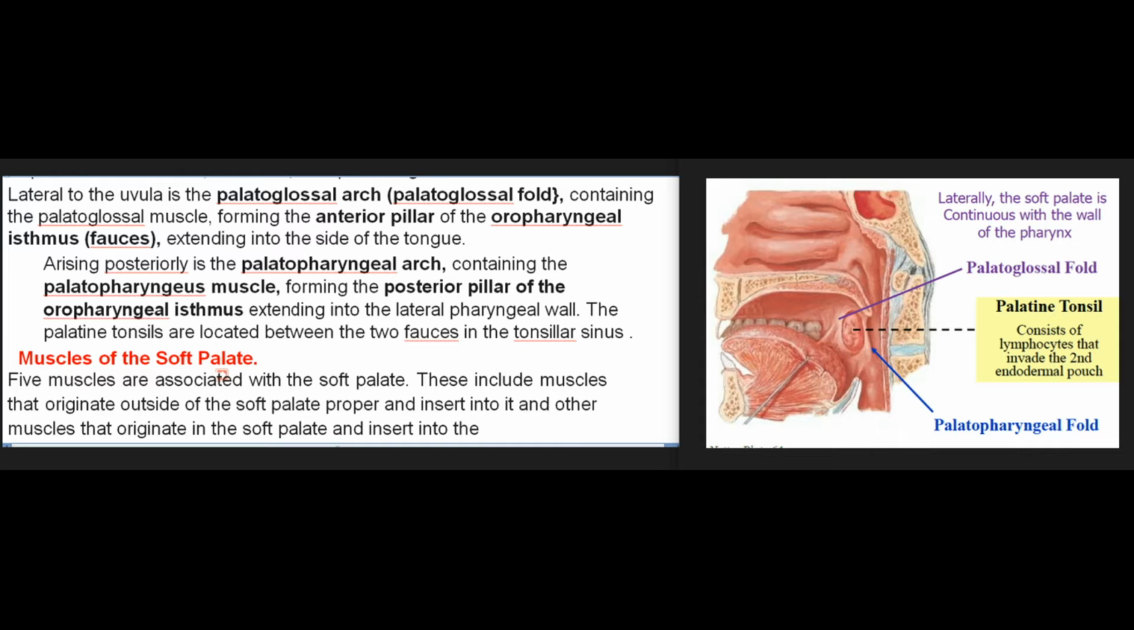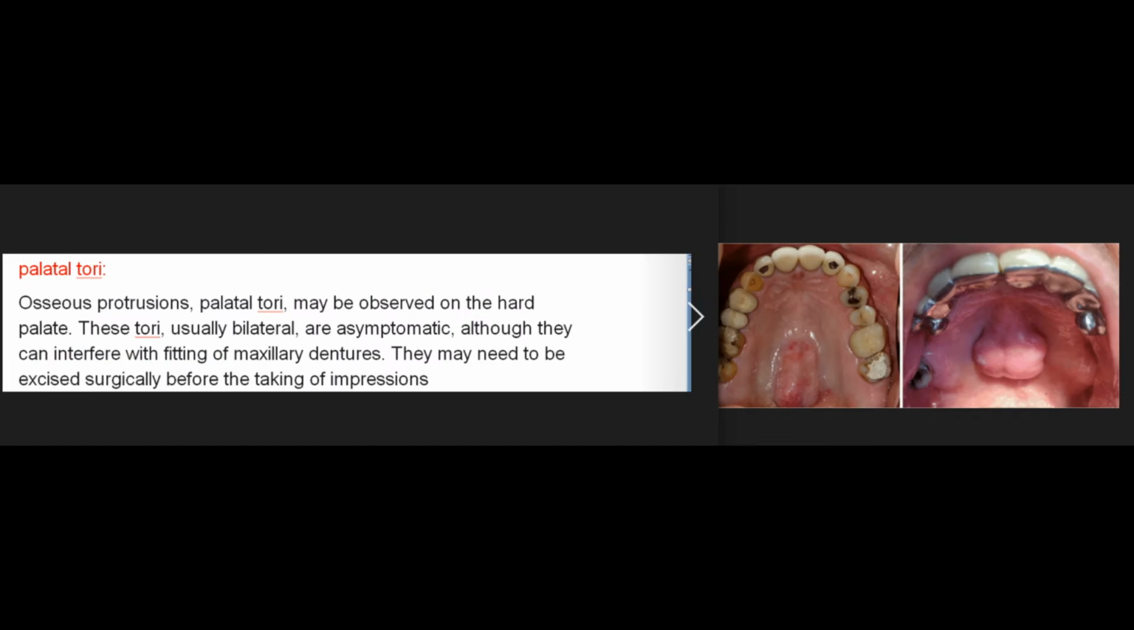Muscles of the soft palate. Five muscles are associated with the soft palate. These include muscles that originate outside of the soft palate proper and insert into it, and other muscles that originate in the soft palate and insert into the tongue and pharyngeal wall. Osseous protrusions, palatal tori, may be observed on the hard palate. These tori, usually bilateral, are asymptomatic, although they can interfere with fitting of maxillary dentures. They may need to be excised surgically before the taking of impressions.